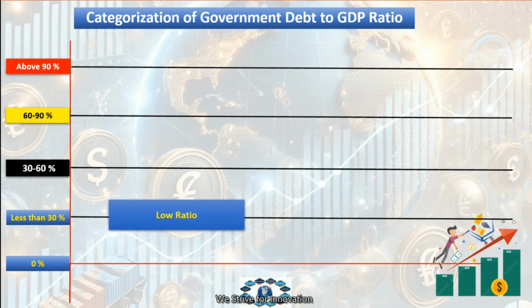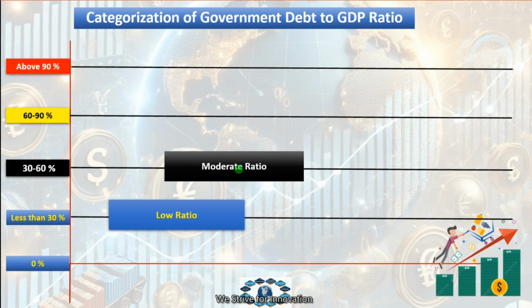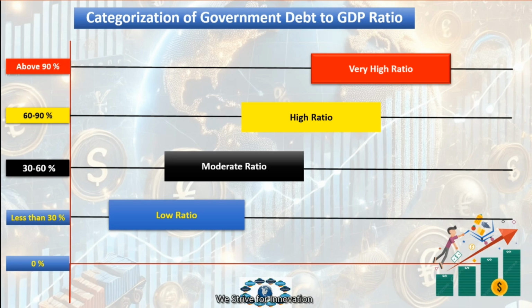When you have a low ratio, meaning less than 30%, we call it a low ratio, which indicates a low level of debt relative to the size of that economy. Between 30 and 60%, we call it a moderate ratio, which indicates a manageable level of debt. Between 60 and 90, that's a red flag. That's a high ratio, which suggests potential concern over the ability to repay the debt. Anything above 90, that's very dangerous. That's a very high ratio, which indicates a high level of debt, which may signal a risk to the economic stability of that country.